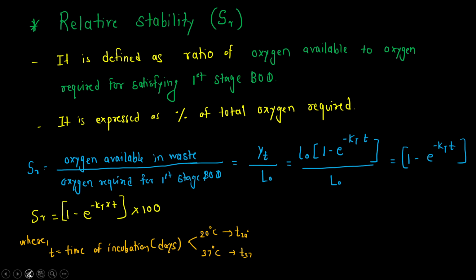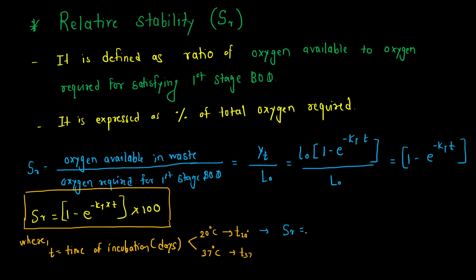So for this the formulas are already derived. See, the main formula is this. So the main formula that is required at our level is this, but if we enter all these values and substitute the e value also, this formula will get upgraded to this. So relative stability at 20 degrees Celsius will be 100 into 1 minus 0.794 to the power T20, where T is the number of days.